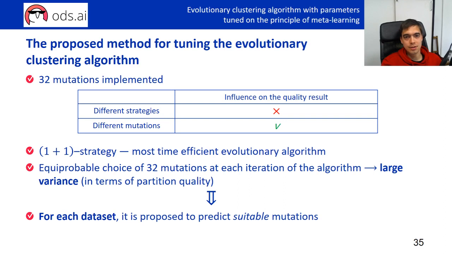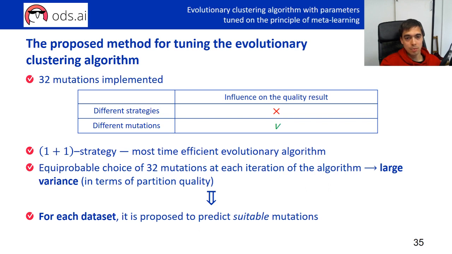So next, let's consider the suggested tuning method. In our work, we implemented 32 mutations, and after some experiments, we found out that the final quality of the resulting partitions is due only to the choice of mutations at each iteration, but not the strategies. So it was decided to use the 1+1 strategy as the most efficient in terms of time. But an equally probable choice of 32 mutations on each iteration gives too large a variance in terms of the partition quality.